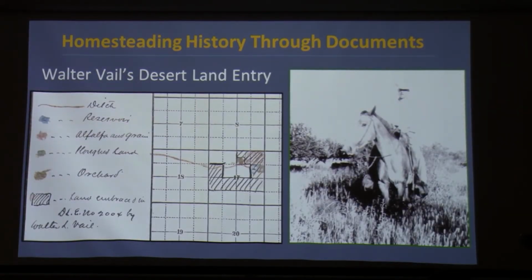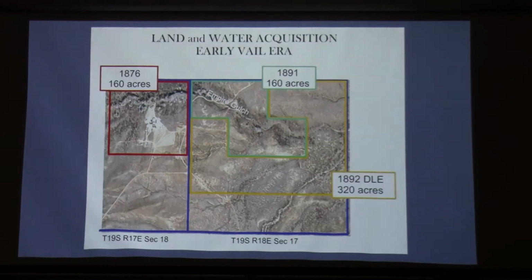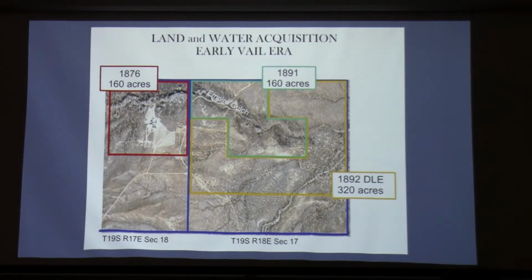Just to go quickly, Walter Vail, next to his original homestead, applied for a desert land entry, which was to manipulate water and use it for agricultural purposes. He had to draw a map, and here is a photograph documenting the grain fields and the orchards that he put in. And now I'm going to turn it over to Dave.